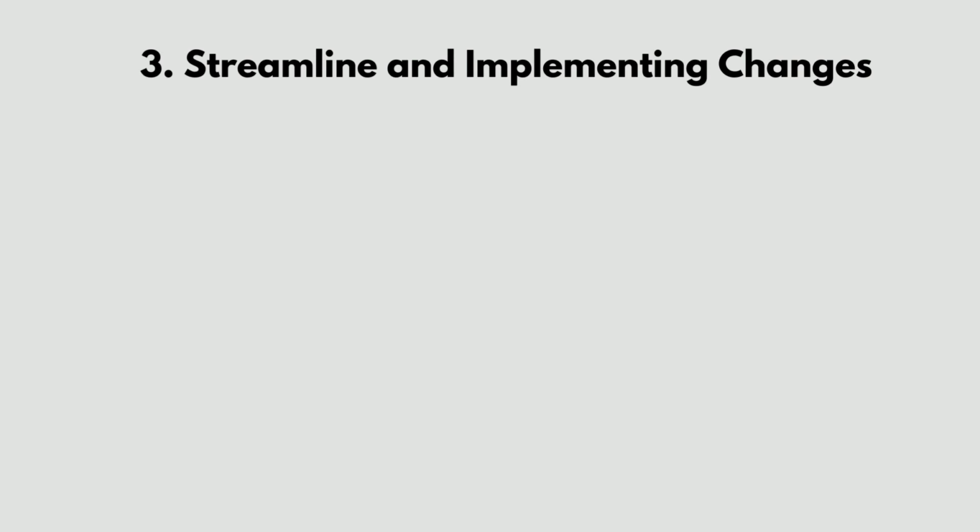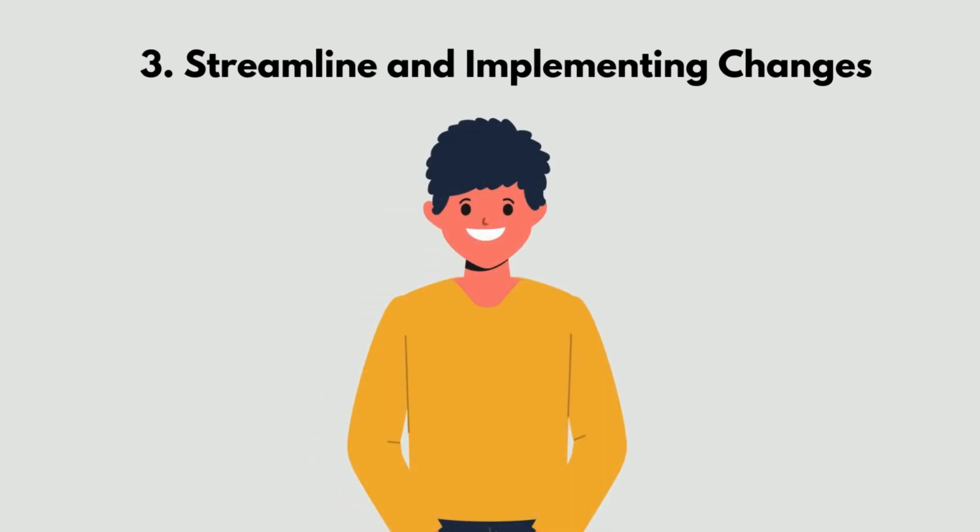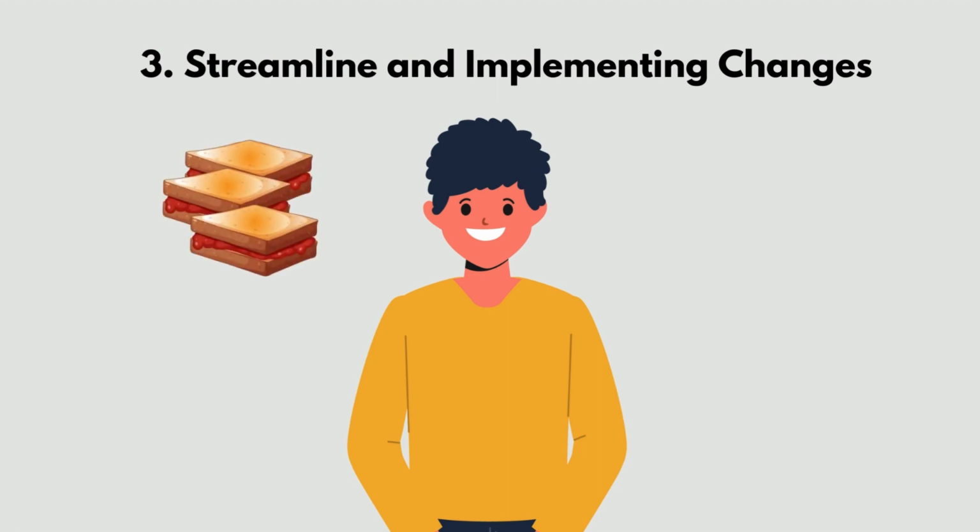3. Streamline and implementing changes. Michael was excited to be starting his new job as he was already a frequent customer. Michael was determined to find solutions to help Joy meet her target of 240 sandwiches each morning starting at 6 a.m.